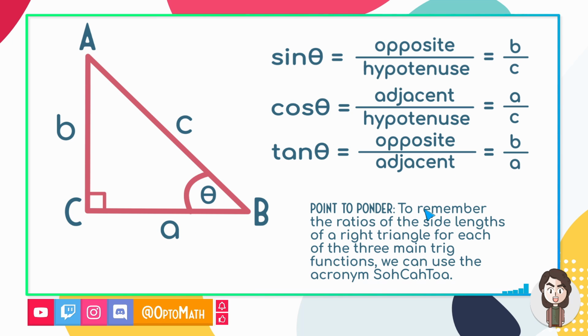And let's take a look at our point to ponder. So these ratios, sine is opposite over hypotenuse, cosine is adjacent over hypotenuse, and tangent is opposite over adjacent, can be kind of tricky to remember. So we can remember this by the acronym SOHCAHTOA. So SOH means sine is opposite over hypotenuse, CAH means cosine is adjacent over hypotenuse, and TOA means tangent is opposite over adjacent.